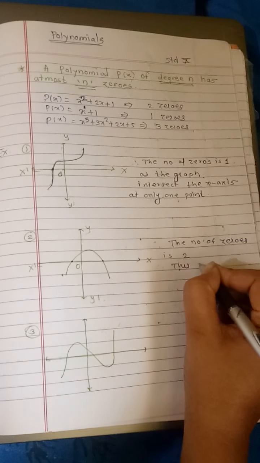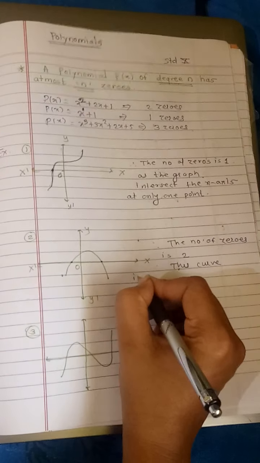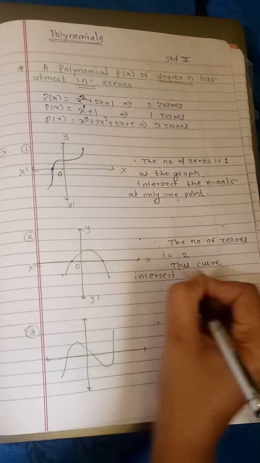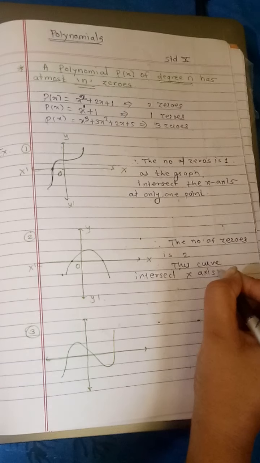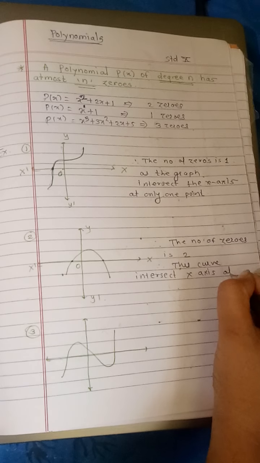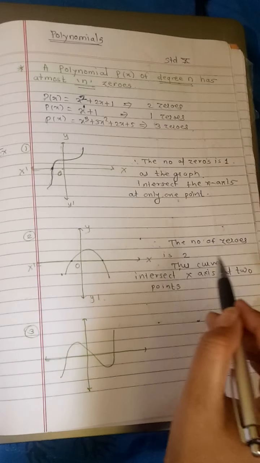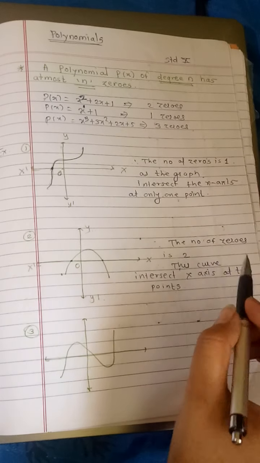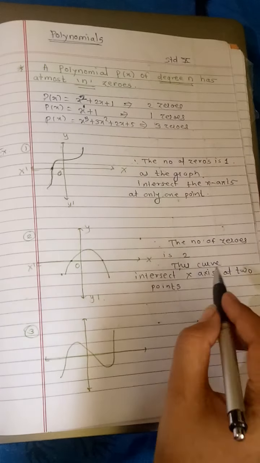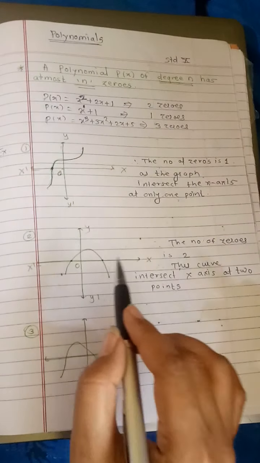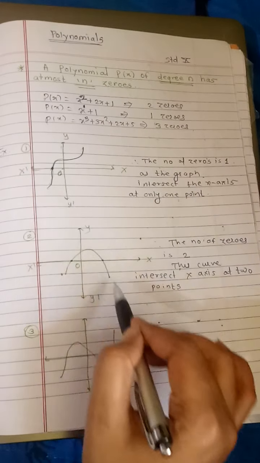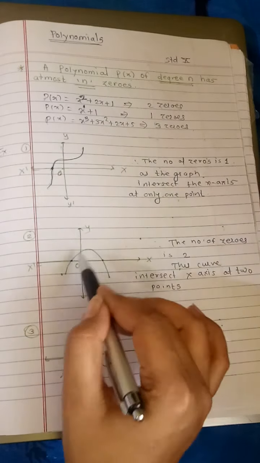This curve intersects the x-axis at 2 points. The number of zeros is 2, therefore this is a quadratic equation. The equation of this curve is a quadratic equation, and this is a parabola.